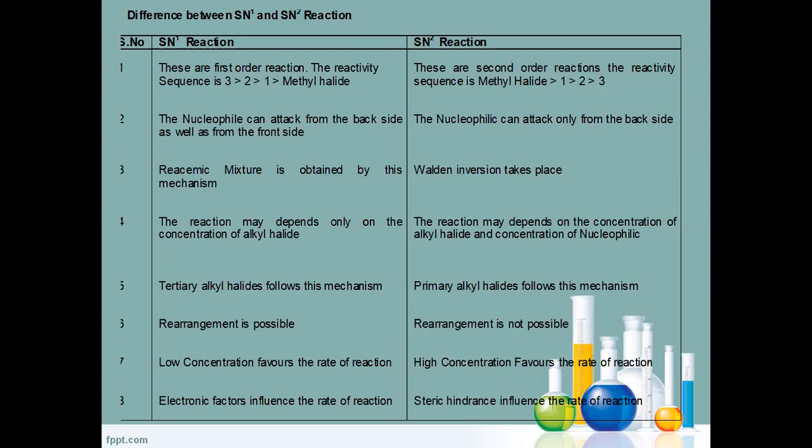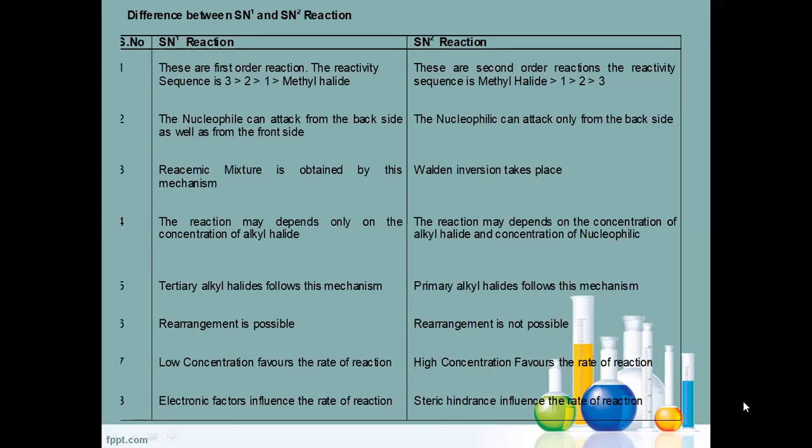In the SN1 reaction, the rate of reaction depends only on the concentration of the alkyl halide. In the SN2 reaction, the rate depends on the concentration of the alkyl halide and the concentration of the nucleophile. In SN1, rearrangement is possible; in SN2, rearrangement is not possible. In SN1, electronic factors influence the rate of reaction; in SN2, steric hindrance influences the rate of reaction. So these are the differences between SN1 and SN2 reactions.